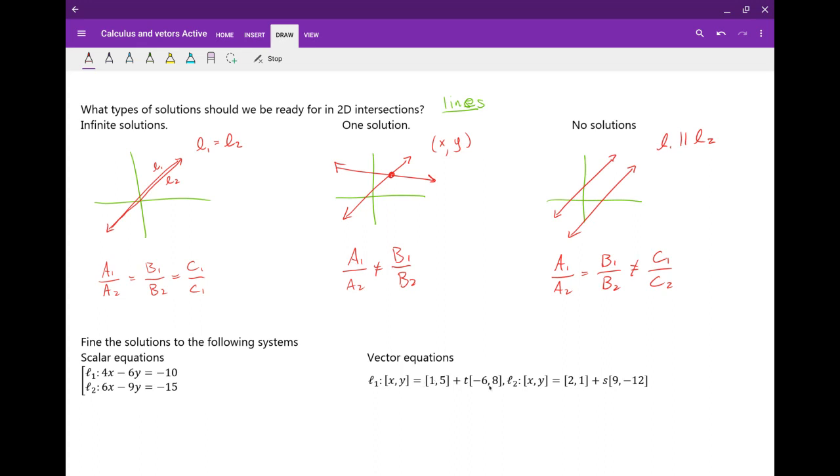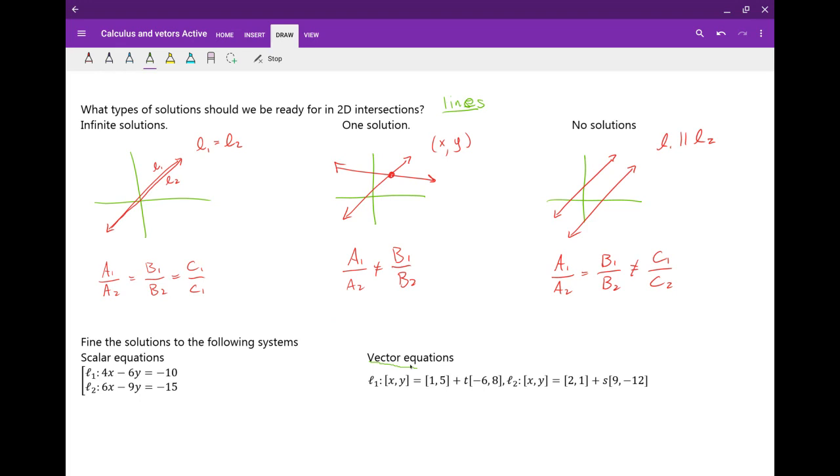The question is, what happens if I've got vector form? In the vector form, you would actually use the slopes, the ratios of the slopes here, instead of the ratios of the A's, B's, and C's. So let me go ahead and do maybe sort of a green.